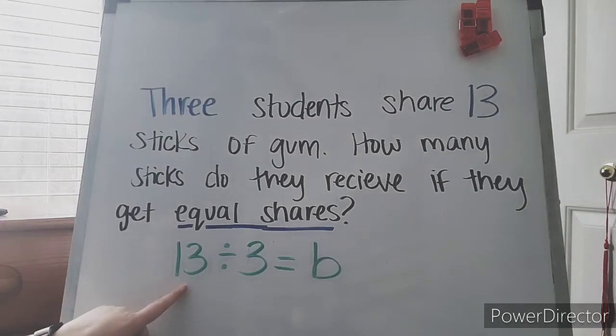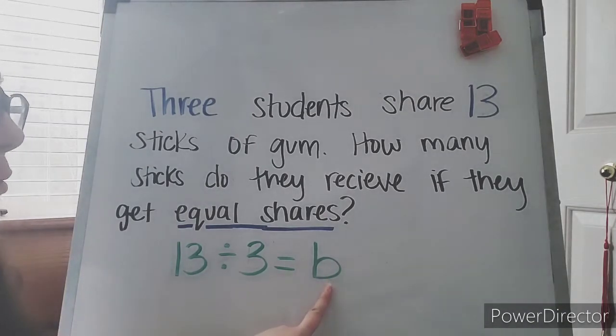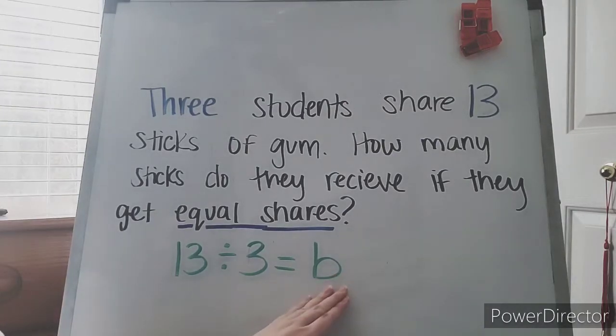13 sticks of gum divided by 3 students equals B. I put B here because that's my unknown quantity. I don't know what the answer is. I don't know how many sticks of gum each student is going to get yet. So I put B here. I need to find my quotient still.